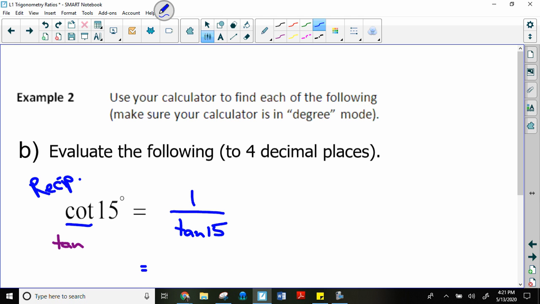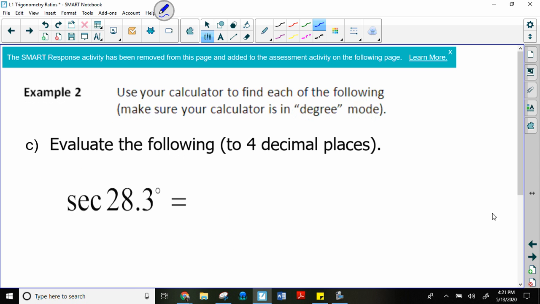1 divided by tan of 15, 3.7321. No, that was backwards, 73. You can see my little bit of dyslexia coming out there. Okay, there we go. Next.